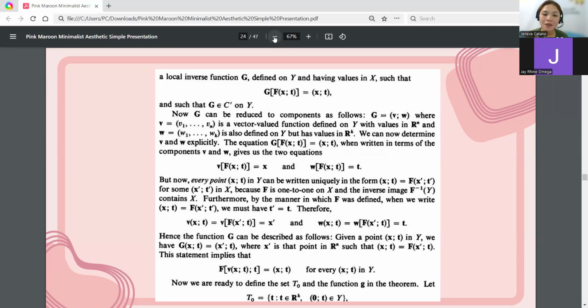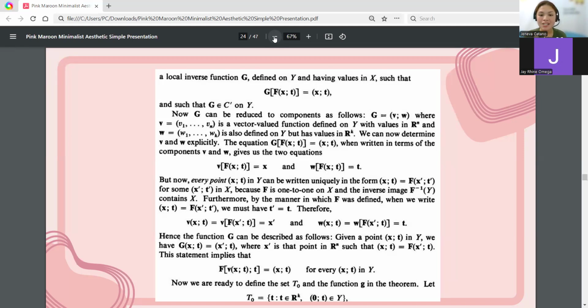Hence the function g can be described as follows. Given a point (x, t) in Y, we have g(x, t) = (x¹, t), where x¹ is that point in Rⁿ such that (x, t) = f(x¹, t). This statement implies that f(v(x, t), t) = (x, t) for every (x, t) in Y.